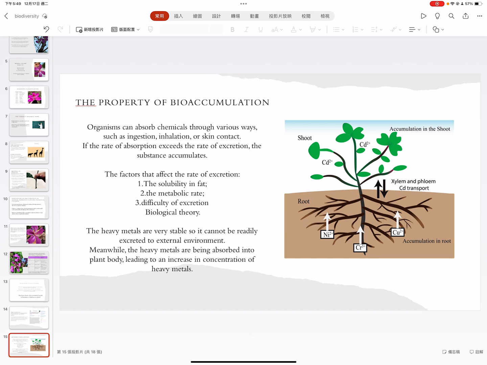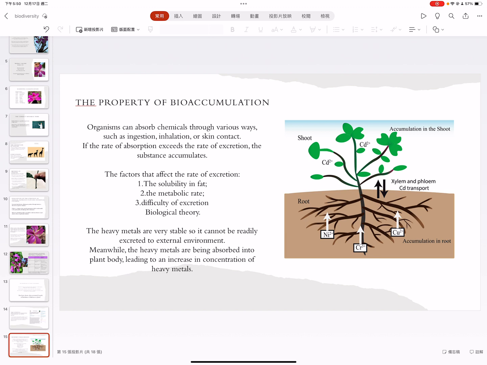Organisms can absorb chemicals through various ways, such as ingestion, inhalation, or skin contact. If the rate of absorption exceeds the rate of excretion, the substance accumulates. The factors that affect the rate of excretion are three. One is the solubility in fat. Second is the metabolic rate. Third is the difficulty of excretion. From the viewpoint of biological theory, heavy metals are very stable, so they cannot be readily excreted to external environments.